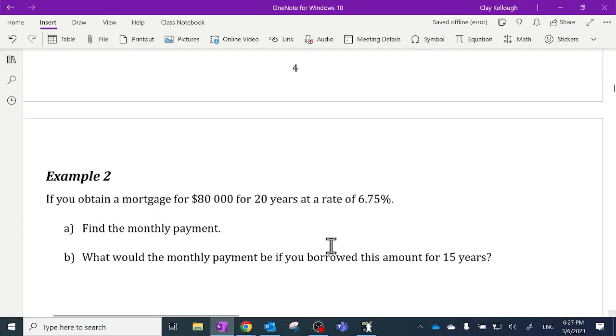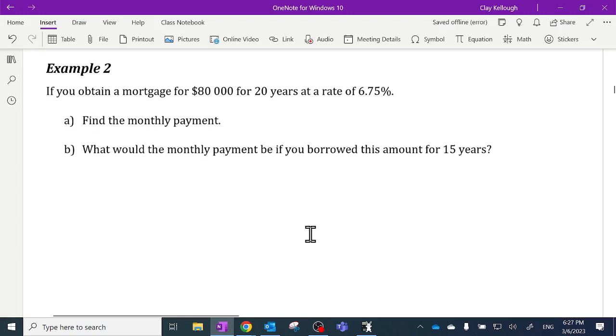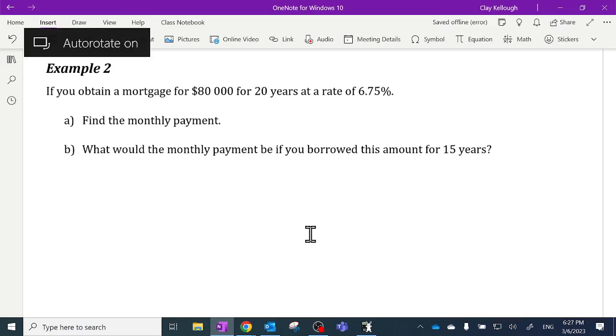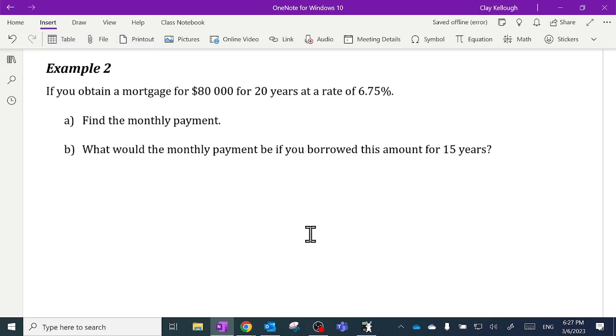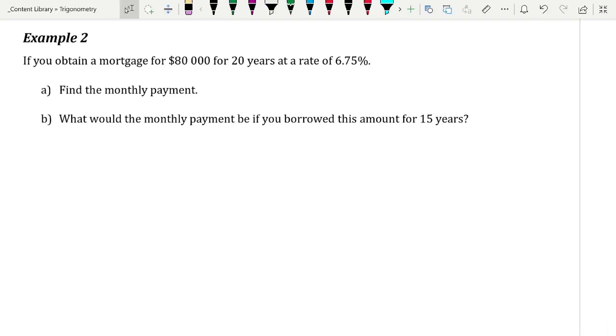We're on page 5. This is example 2, and let's get started. This question is going to be basically the same kind of question that we saw yesterday in example 1, so it's just another look at how this kind of calculation works.